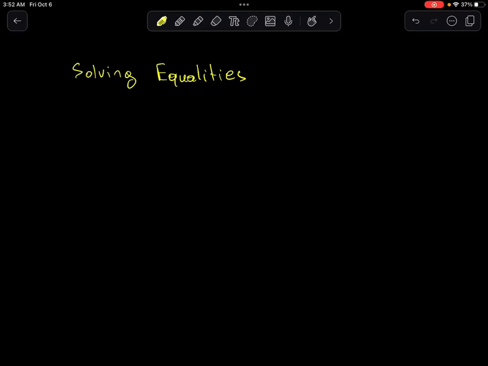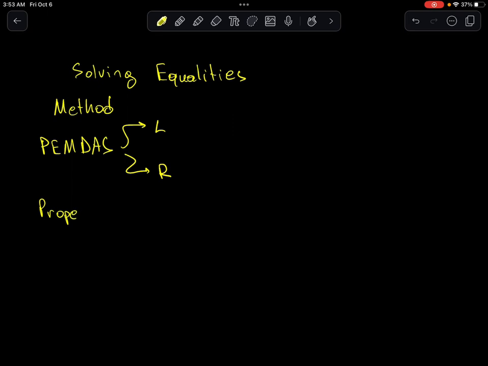Hello, here we'll learn how to solve equalities. We have a method. In this method, we first do PEMDAS, and first we apply this to the left, then to the right. That's the left hand side of the equation and the right hand side of the equation, and then we apply properties of equality.